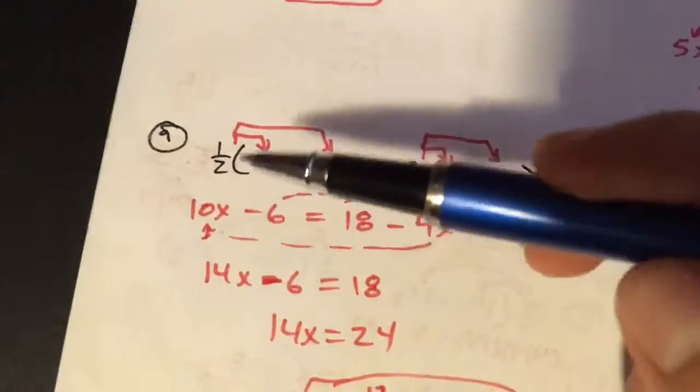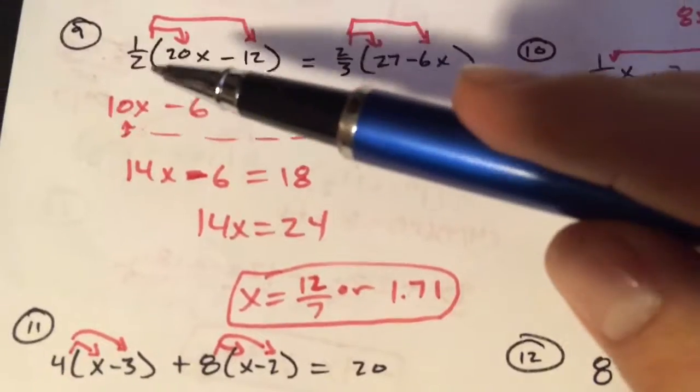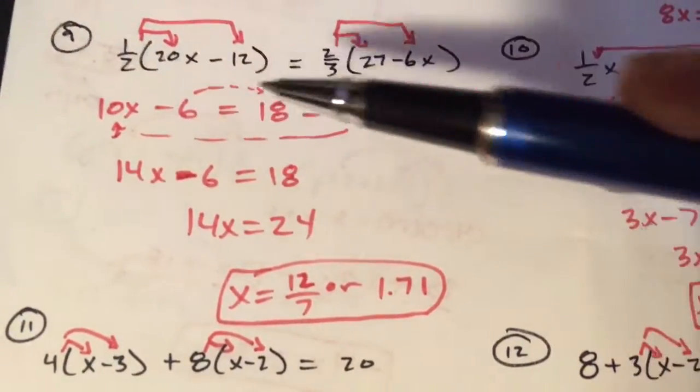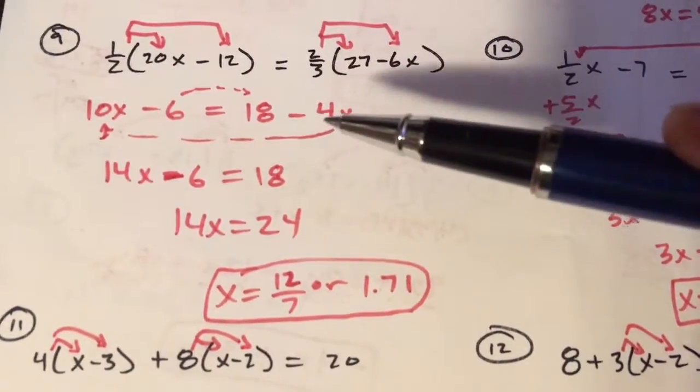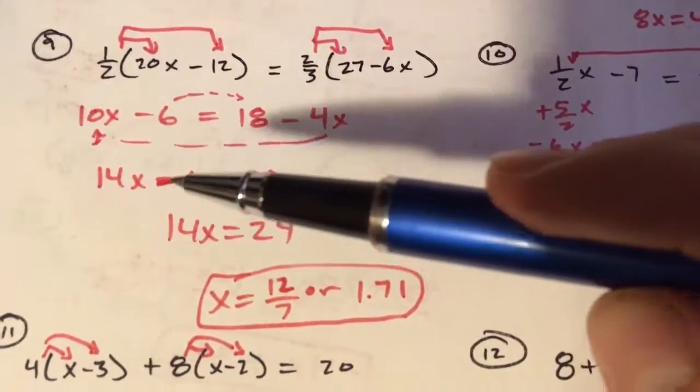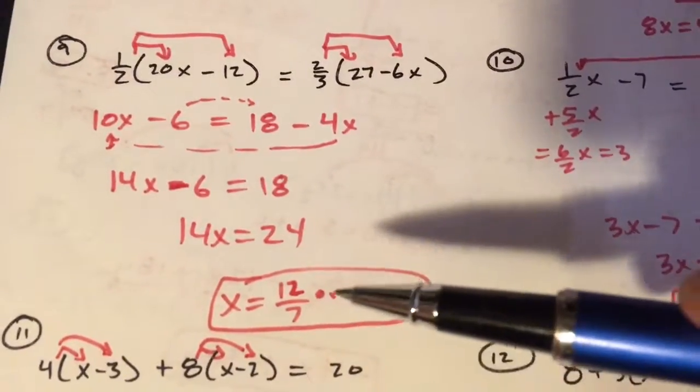All right, you got to distribute twice on 9 here. Half of 20 is 10x. Minus half of 12 is 6 equals 2/3 of 27 is 18. 2/3 of 6 is 4. Add 4 to the other side. Then add 6 here. X is 12 over 7, or 1.7.